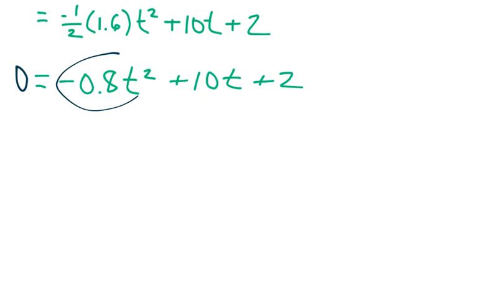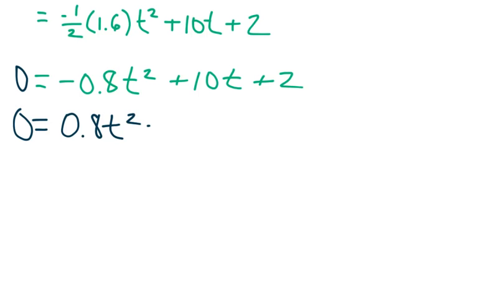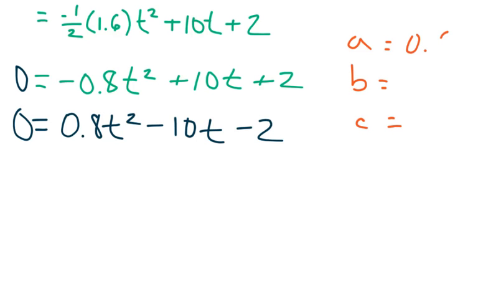I dislike dealing with a negative a, and because of that, I'll go ahead and flip the signs on all of these. Doesn't matter, because this will come out positive. So I got 0 equals 0.8 t squared minus 10t minus 2. And that means that our values for a, b, and c are now 0.8, negative 10, and then negative 2.